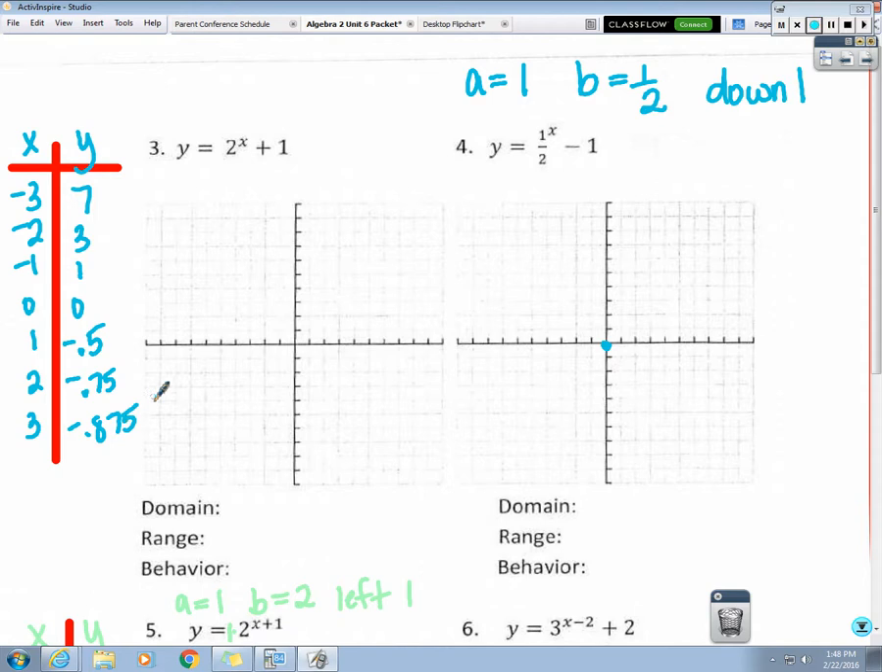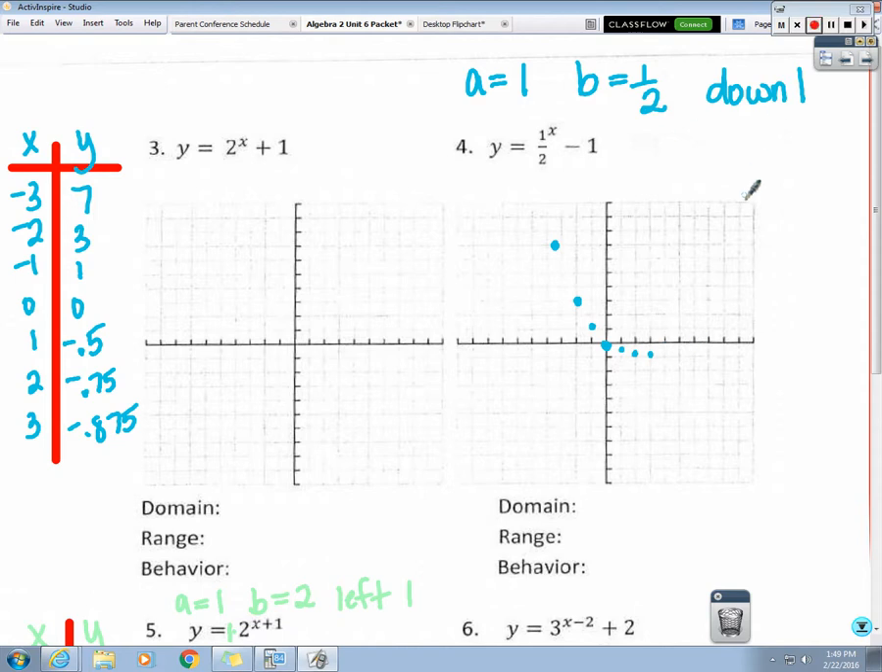Okay, so now I'm going to plot these. -3, 7 would be left 3, up 7. -2, 3 would be left 2, up 3. -1, 1 would be left 1, up 1. 0, 0, we already plotted. 1, -1/2 would be right 1, down 1/2 a block. 2, down 3/4, and 3, down 7/8.